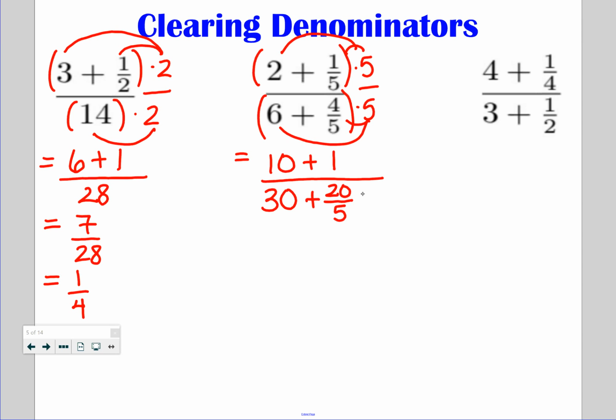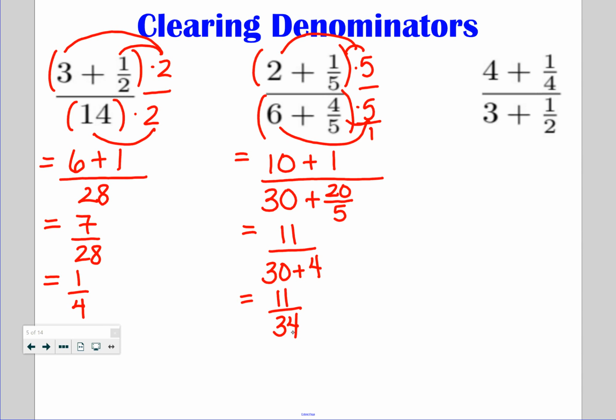And my denominator remains a 5. Think of it like a 5 over 1 down there we're multiplying in. 4 times 5 on top, 5 times 1 on the bottom. On the top, 10 plus 1 gives me 11. On the bottom, I have 30 plus 20 divided by 5 is going to give me 4. And then I can add those together. 11/34 is my final answer.